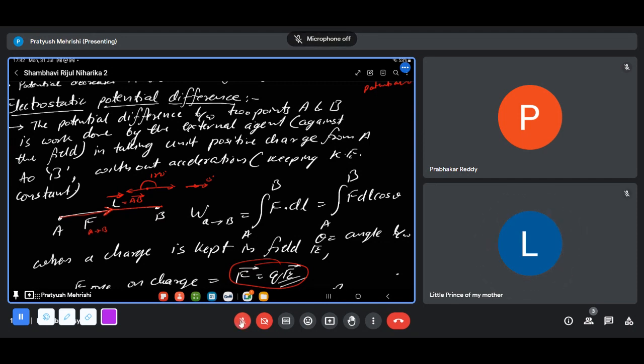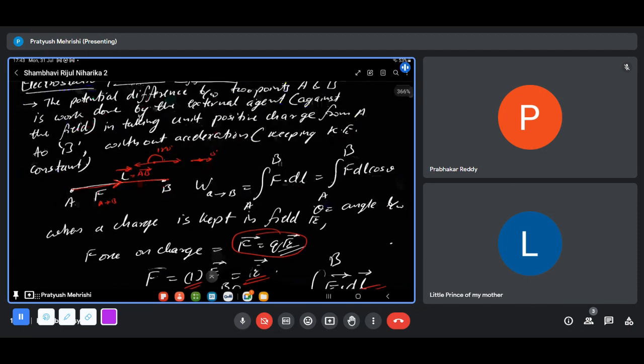So here, from A to B, this work done will be given by integration A to B F dot dl. Okay, F dot dl means dot product between the displacement and force. Force into displacement. F dot ds was the work done in work, power, and energy. Got it? Remember that. Shall we move ahead?